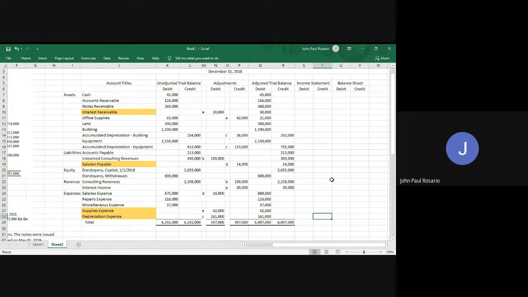So now this is the income statement. Again, the income statement is composed of revenue and expense, so that you get your net income. Okay? So, revenue and expense.